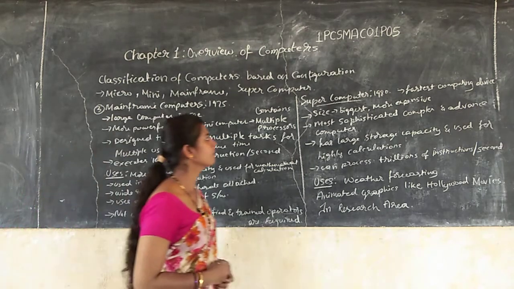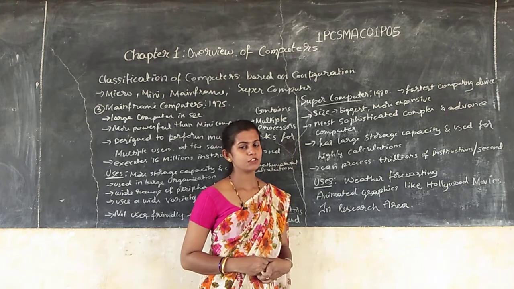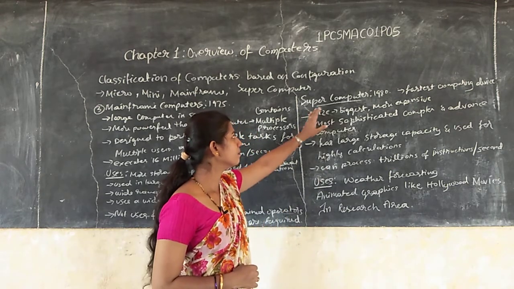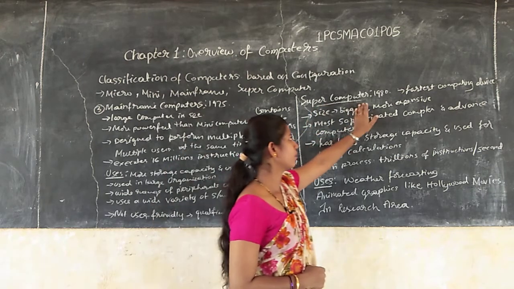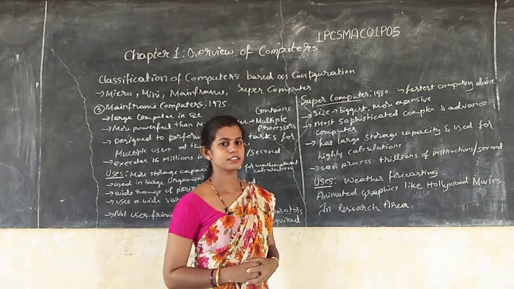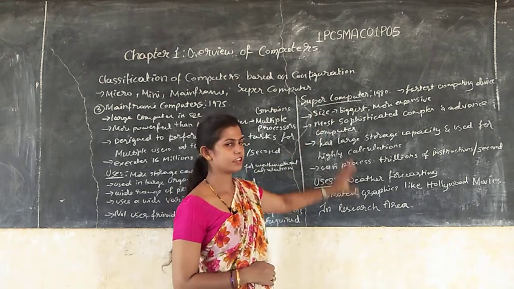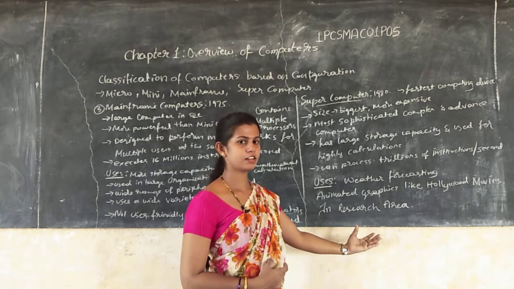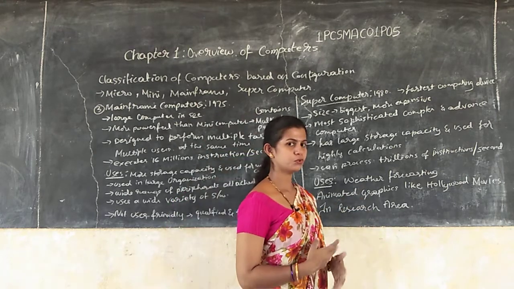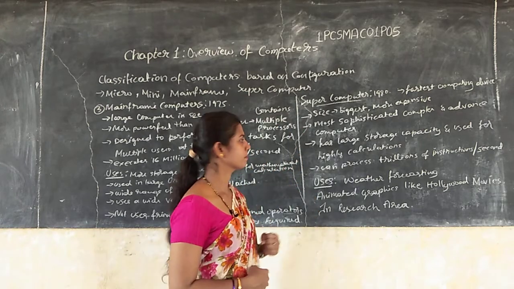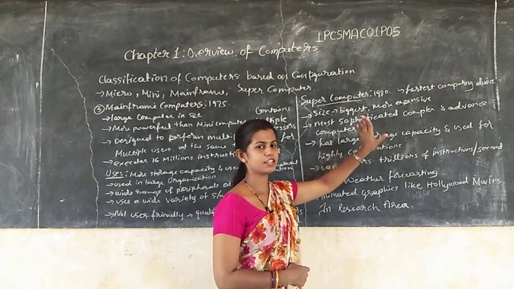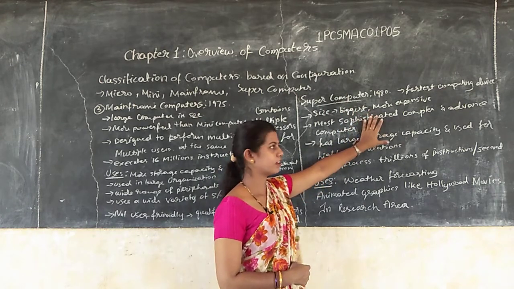The next one is a supercomputer. It was developed in the 1980s. As the name indicates, supercomputer is the fastest computing device, that is, it does all the work or executes instructions very fast compared to other computers. The size is the biggest. The size of a supercomputer is very large.